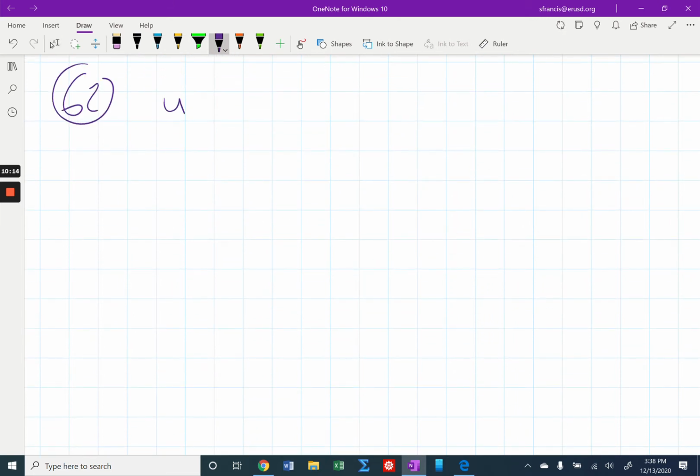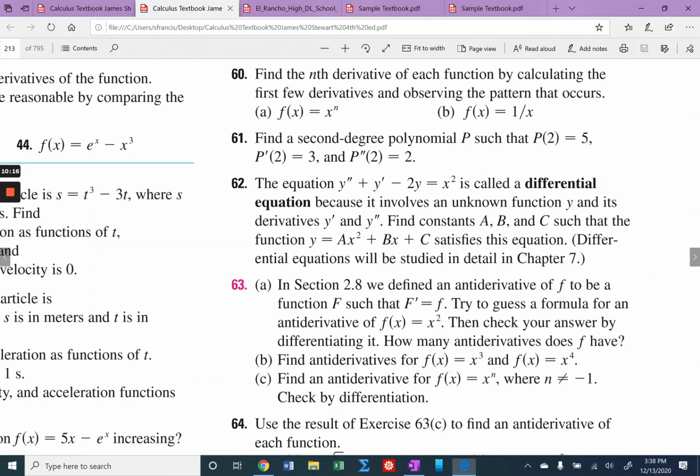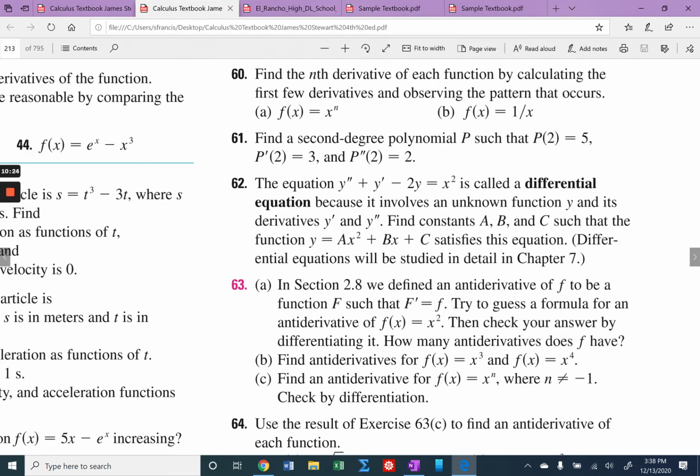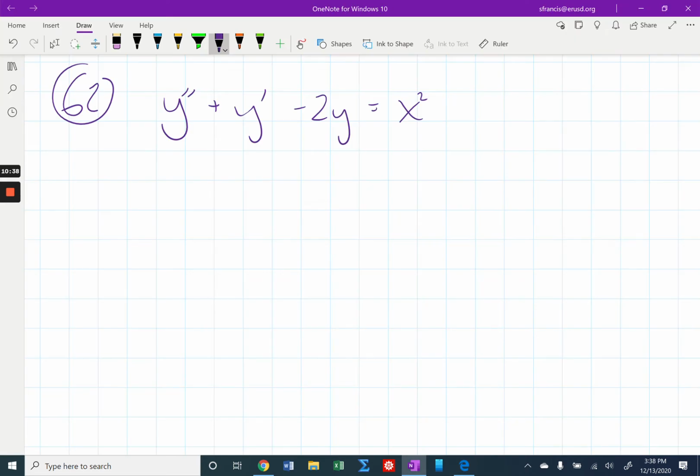Y double prime plus y prime minus 2y is equal to, was it x squared? Yeah. Because it involves an unknown function y and its derivatives y prime and y double prime. Find the constants a, b, and c such that the function y equals ax squared plus bx plus c satisfies the differential equation. And they tell you we're going to learn about those in chapter 7.